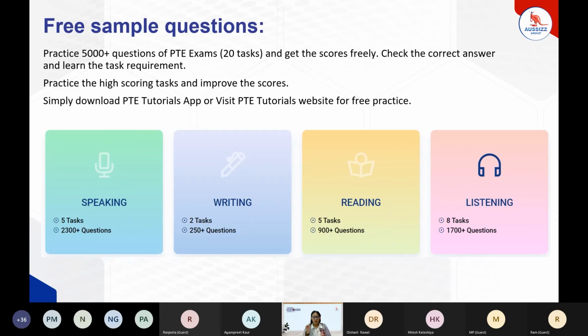So you can practice all these tasks that we have discussed till now, the speaking. Not only speaking, but there are 4 other modules as well which you can practice. There are 2300 plus questions for these previous 5 tasks. So that is a great chunk of material to be practiced before the exams. All right. You can refer to the free sample questions from the PTE Tutorials website. That is freely available for all of you.